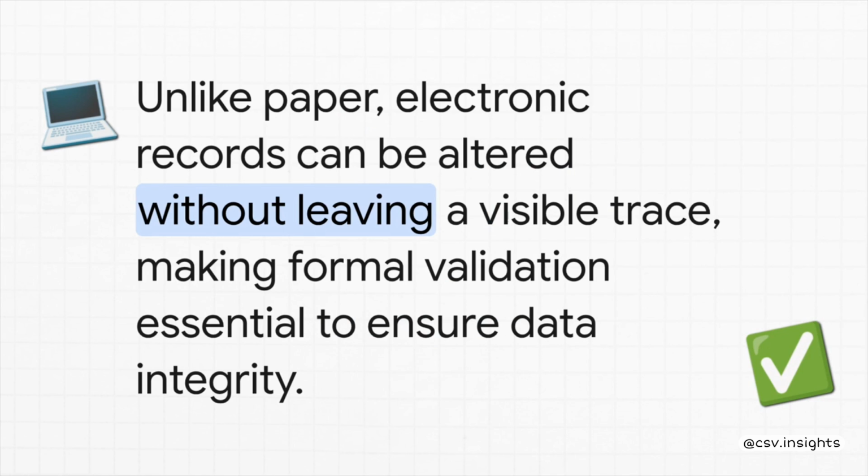And here it is. This is the heart of the problem. With a piece of paper, if you change something, you can usually see it, an erasure, scratched out ink. But with digital data, you can change a number, a result, a record, and poof, it's like it was never there. This risk is exactly why a formal validation process isn't just a nice to have, it's an absolute must.